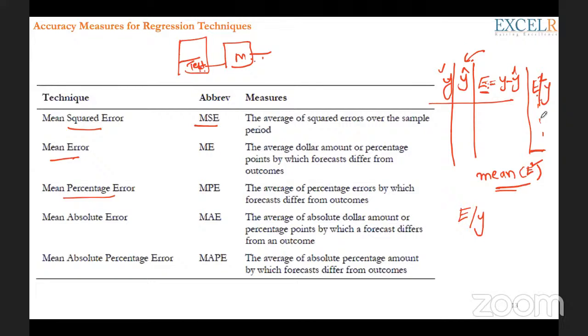Then take the mean of that, that is mean percentage error. Then mean absolute error. Mean absolute error is basically, whatever the error is, you take the mod, just remove the algebraic sign, and then compute the mean for that. That is the mean absolute error. Then mean absolute percentage error, MAPE. For this one, take the mod, then take the mean of this. So these are the different measures we can apply, right?